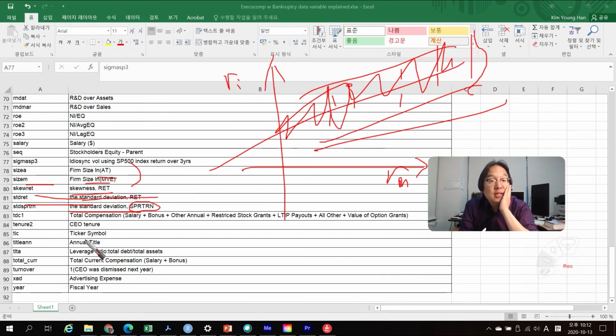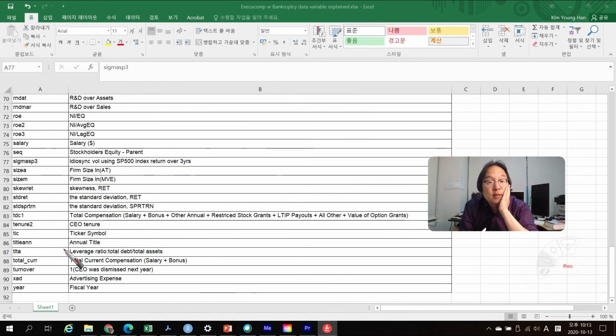And then TDC1, okay, TDC1, that's what? Total compensation. You see the components in it: salary, bonus, and other annual restricted stock grants and long-term incentive payouts, all other and value of option grants, right? So salary, bonus, and the rest of them. Majorly option and then stock, okay? Stocks granted, okay? That's it.